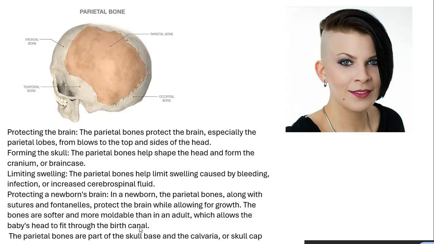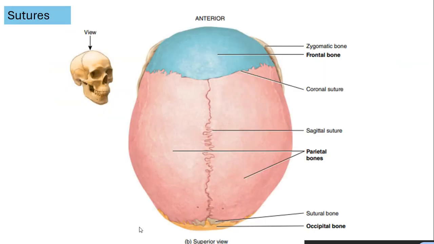All right. The parietal bones are a part of the skull base and the calvaria or the skull cap, right? They're a part of skull base. Sutures. What are sutures? All right.